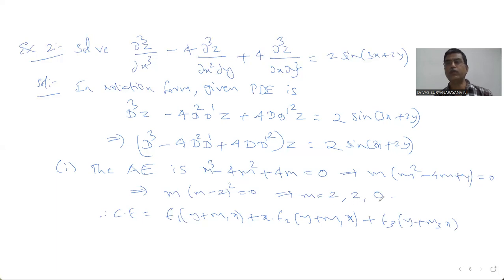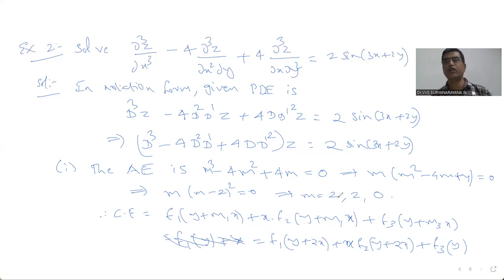Here m1 is 2, m2 is 2, m3 is 0. So we will get f1 of y plus 2x, plus x into f2 of again y plus m1x, meaning y plus 2x, plus f3 of y plus m3x. Since m3 is 0, we will get f3 of y plus 0x, simply f3 of y. So this is our complementary function. Corresponding to the equal roots m1, m2, we got the first two terms, and corresponding to the third root 0, we got this third term. So this is step number 1.